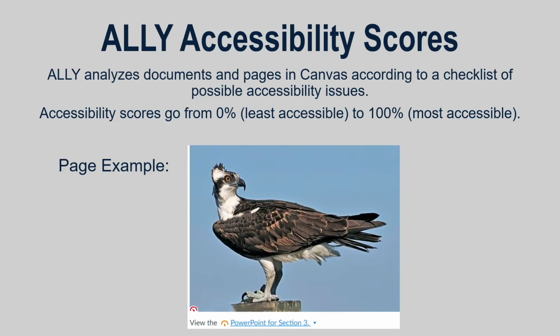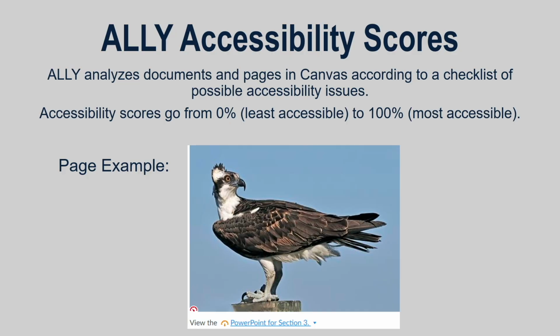Now we can look at what the Ally accessibility scores look like on your pages. Ally analyzes documents and pages in Canvas according to that checklist of possible accessibility issues. For your page example, we have an image of an osprey that has not been given alt text and has been assigned a red accessibility gauge. On that same page, a PowerPoint has been embedded, and it's received an orange gauge, which means that it's somewhat accessible.